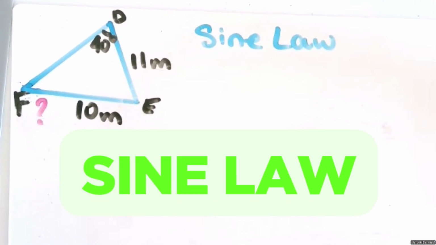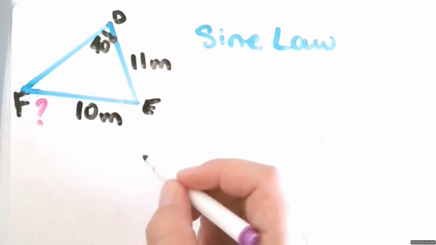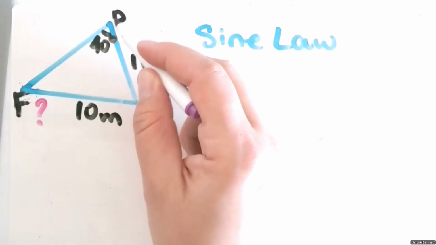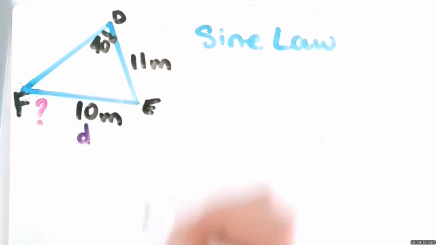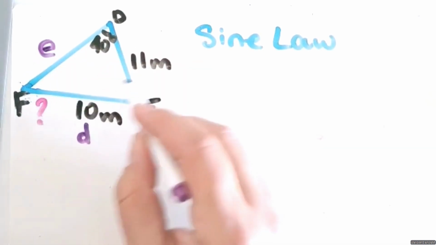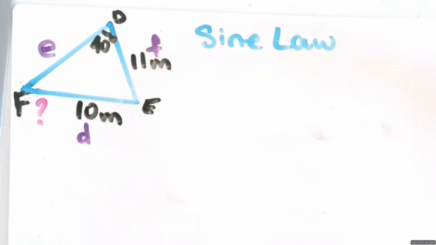Find a missing angle using the sine law. The first thing I'm going to do is label my side lengths. Now, this is not ABC, it's D, E, and F. So across from angle D, I will have lowercase d. Across from angle E, I will have lowercase e. And across from angle F, I will have lowercase f.